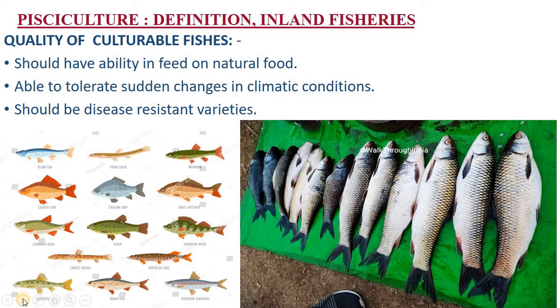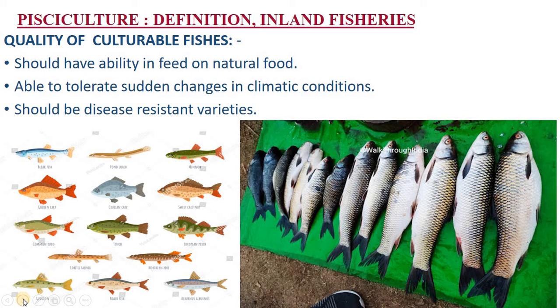Second aspect, they should be able to tolerate sudden changes in the climatic conditions. So these fishes should have this characteristic. They should have this property to tolerate the sudden changes in the climatic conditions, whether there is an increase in the salinity, or a slight increase in the temperature, or an increase in some other physico-chemical properties of water. If there are sudden changes in the water conditions, the fish has to be able to tolerate them.